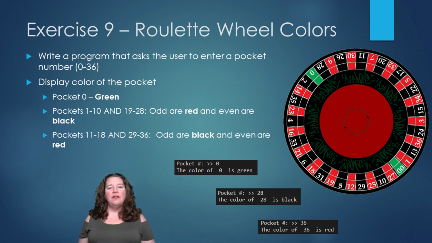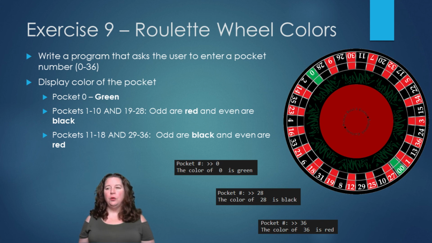They actually have a little bit of a different thing, where if you're in the group between 1 and 10, the odds are red and the evens are black. If you're between 11 and 18, then the odds are black and the evens are red. Then back to 19 through 28, the odds are red, the evens are black. And 29 through 36, odds are black, evens are red. So it's flipping. So you have to do a couple of different decisions.